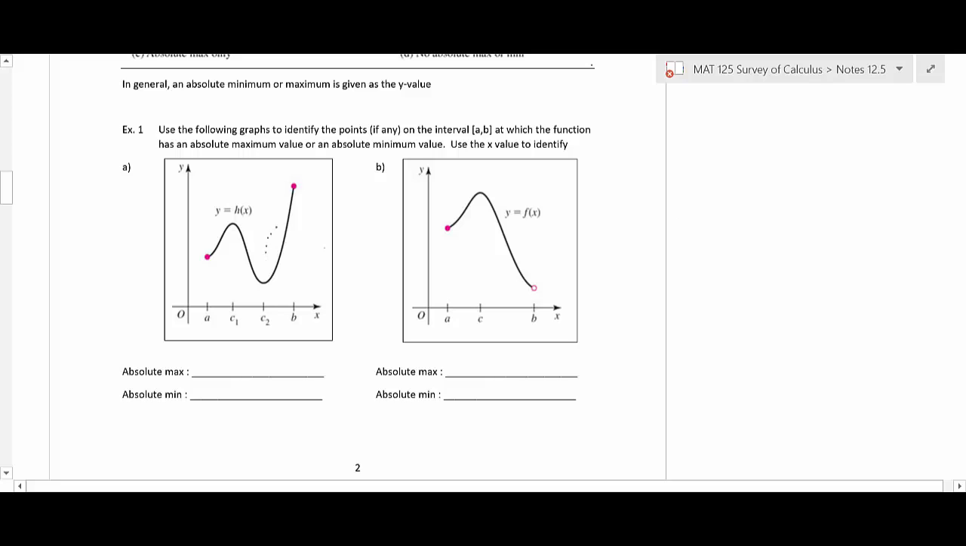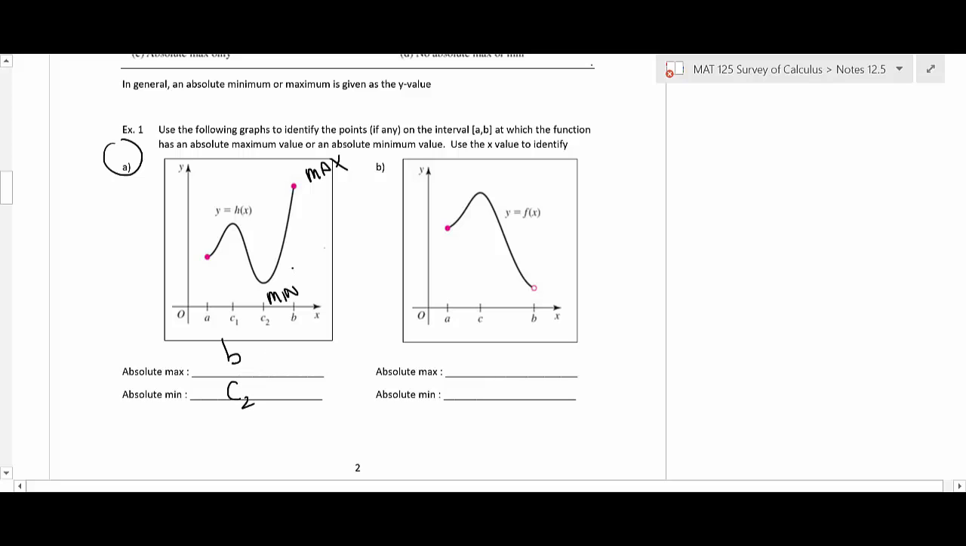On this graph on A, tell me what the x value of the absolute max is. B. Yeah, that's your absolute max. So that's at B. How about the absolute min? What's the x value there? C2. C2, good. So that is your min right there.